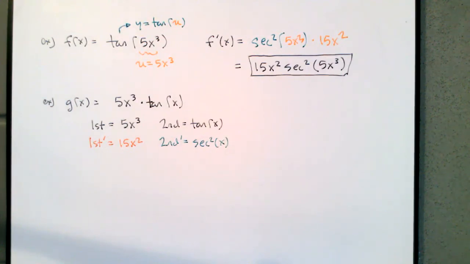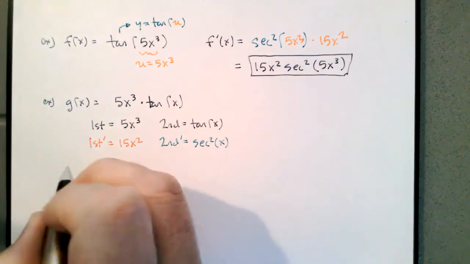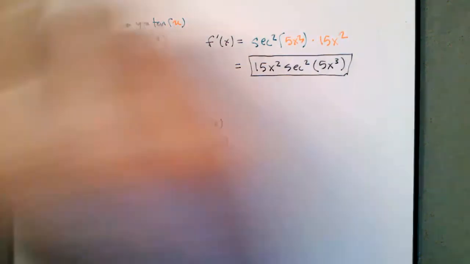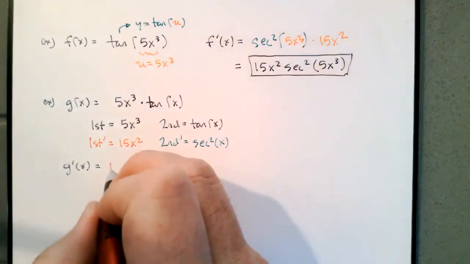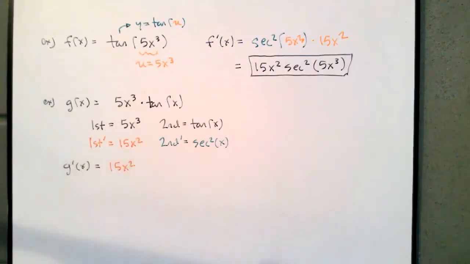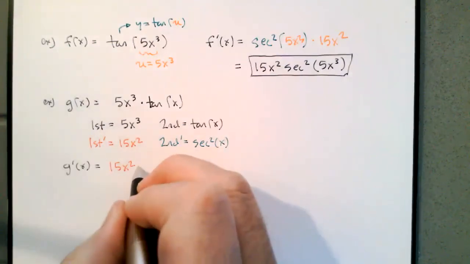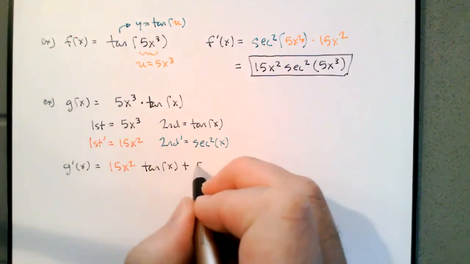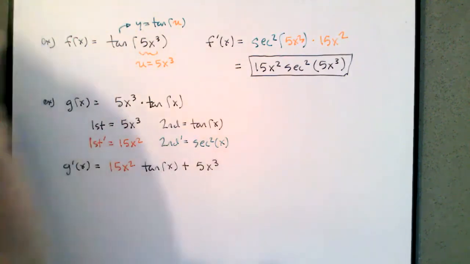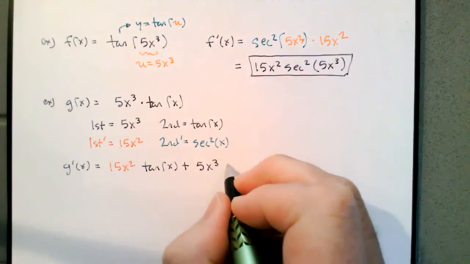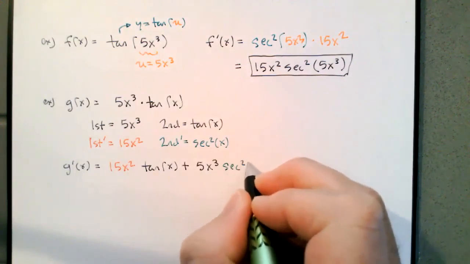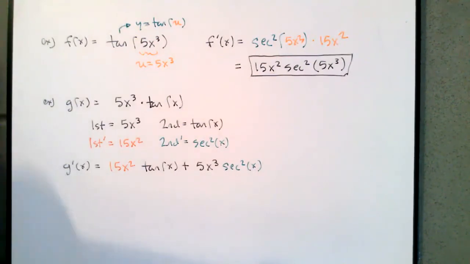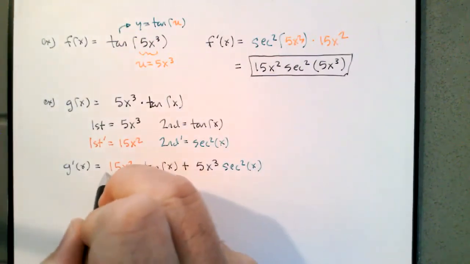Now I'm ready to put things together in the product rule. So g prime of x is the derivative of the first times the second plus the first times the derivative of the second, and we can just leave this one at that.